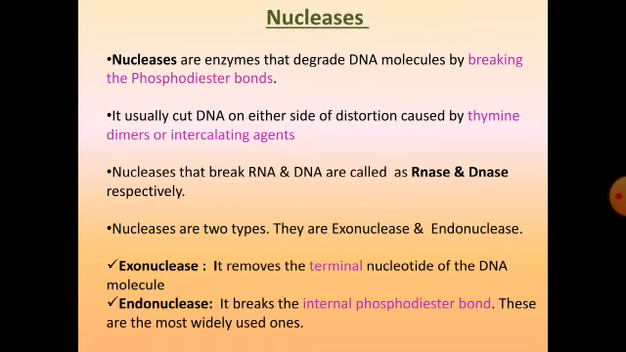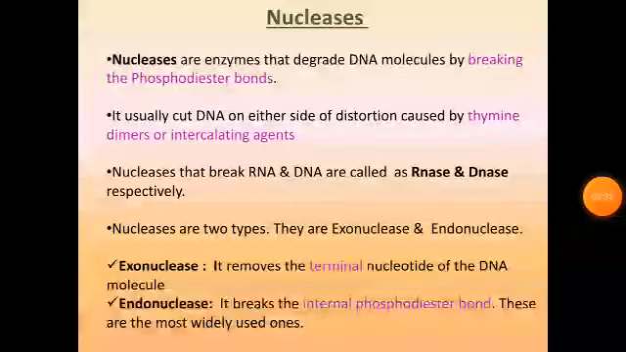Nucleases. Nucleases are enzymes that degrade DNA molecules by breaking the phosphodiester bonds. They usually cut DNA on either side of distortion caused by thymine dimers or intercalating agents. Nucleases that break RNA and DNA are called RNases and DNases respectively. Nucleases are of two types: exonuclease and endonuclease.